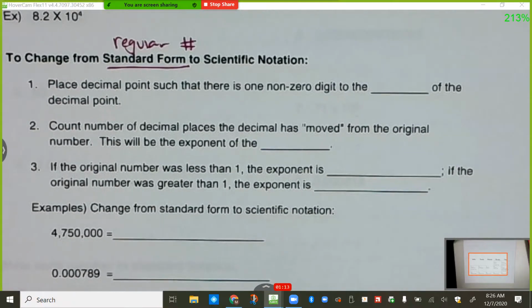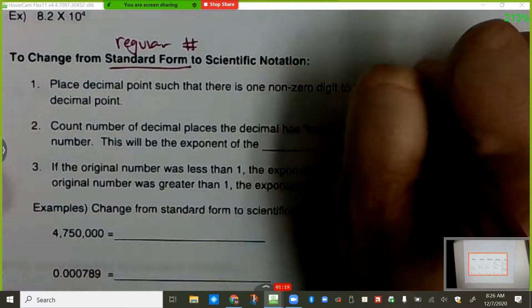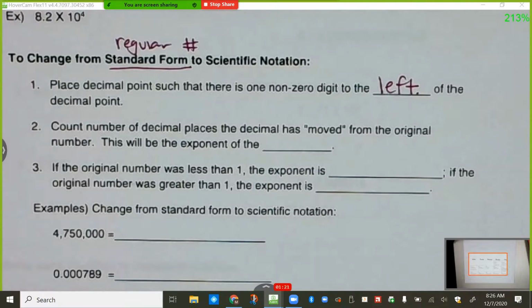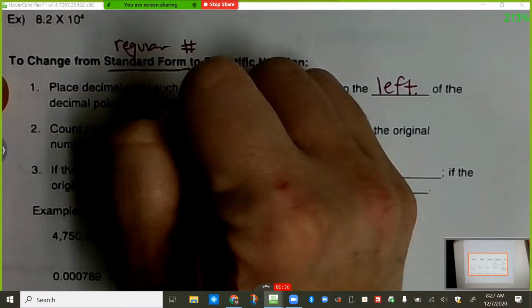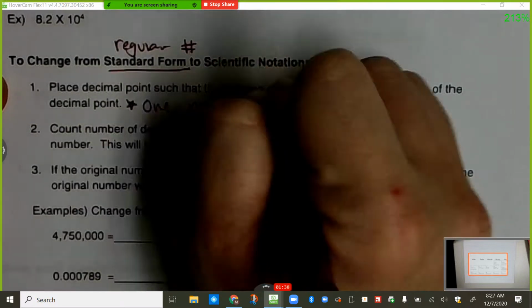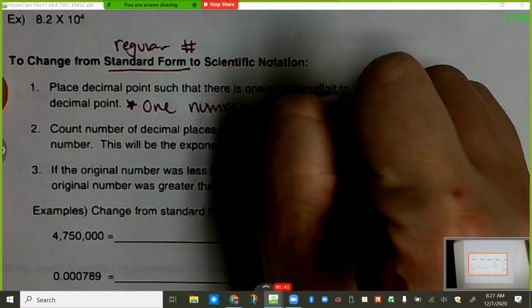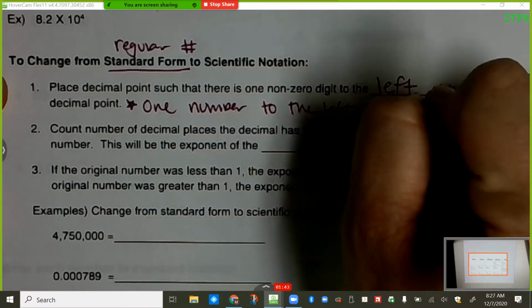Okay, so it says, place a decimal point so that there is one non-zero digit to the left of the decimal point. So I'm going to explain what that means. Just means there's one number to the left of the decimal.